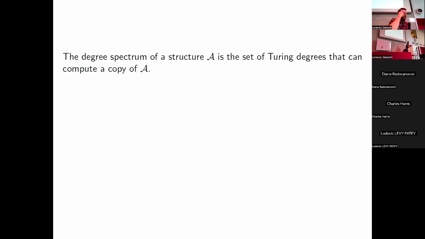A good example of that, with some questions I like, is the degree spectrum of a structure. We're looking at all the copies of the structure, and we can ask what are the Turing degrees that can compute a copy of the structure? Maybe this is a structure with no computable copy, but it has copies that are computable from various Turing degrees. What is that collection of Turing degrees? That's the degree spectrum of the structure.